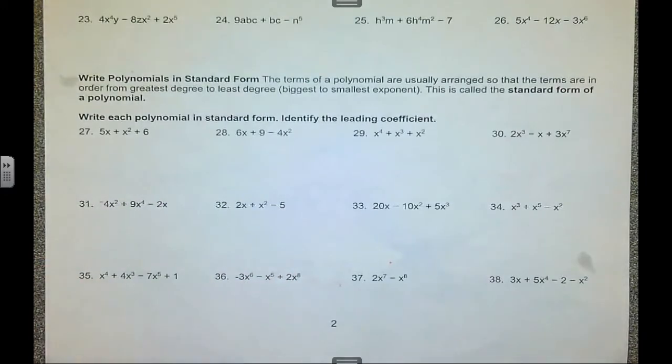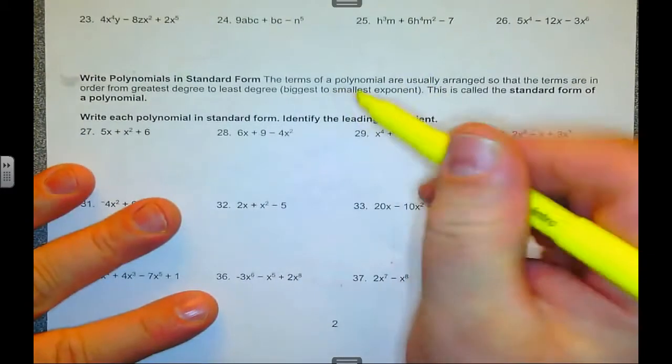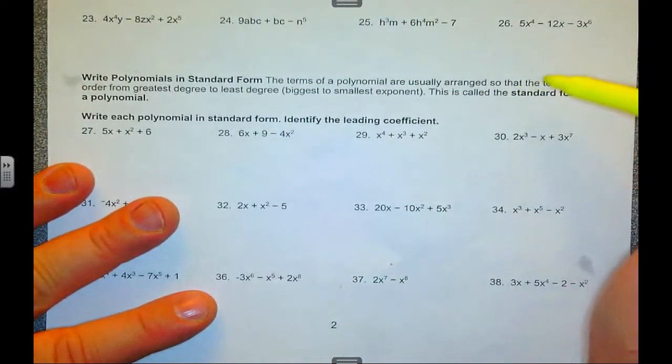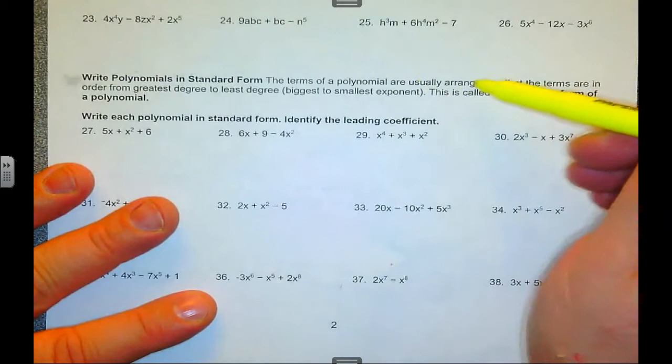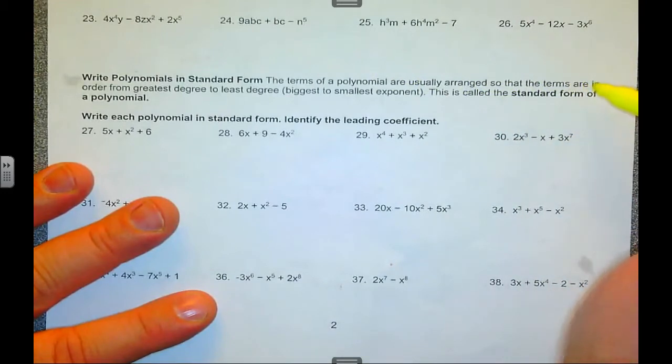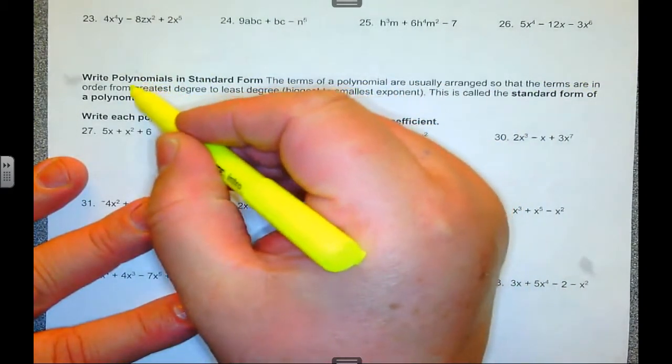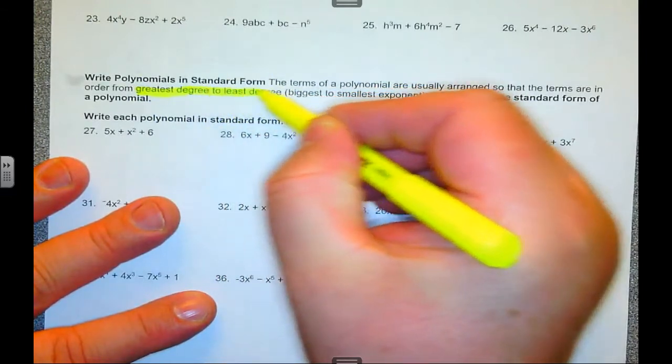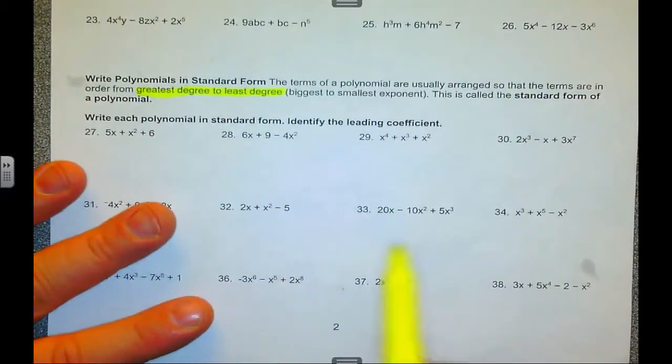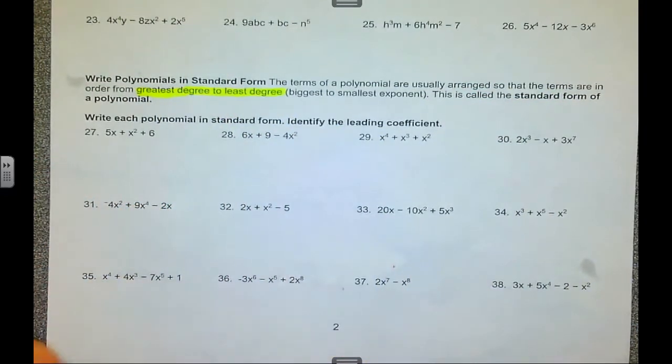Well, what is standard form? Well, if you read ahead, you'd know what it was. It's the polynomial arranged so that all the terms are in order from greatest degree to least degree, or in other words, biggest to smallest.